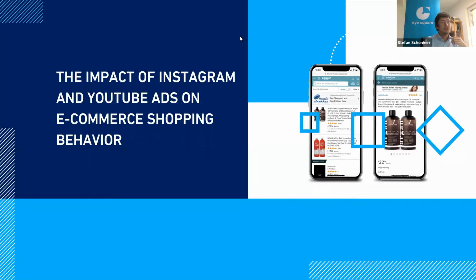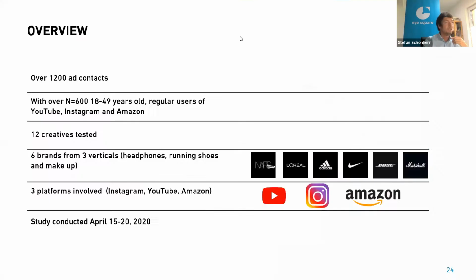And in the eCom effect study, in the case study, we did not just research this for one single brand or ad, but we did this for 6 different brands like NAS, L'Oreal, Adidas, Nike, Bose, and Marshall.